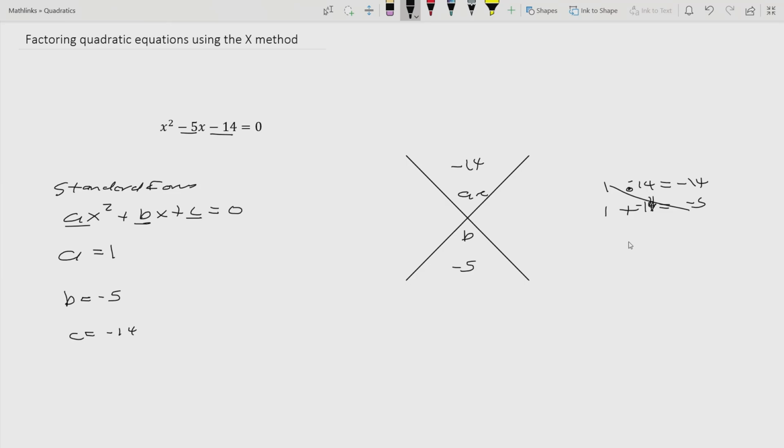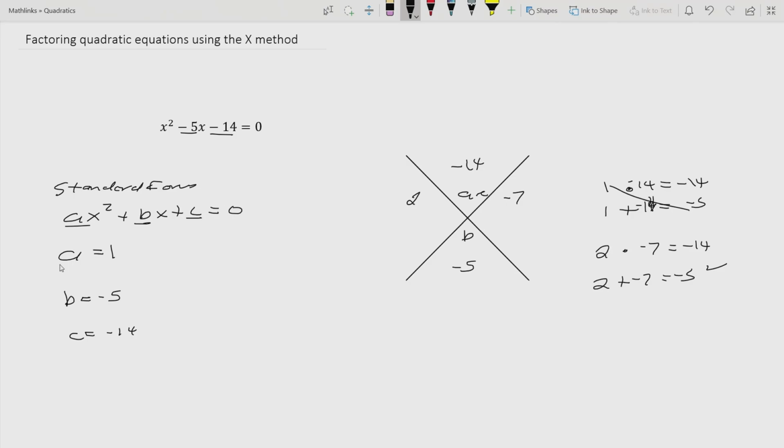Let's try the next numbers. 2 times, remember a large number has to be negative. 2 times negative 7 is negative 14. And then 2 plus negative 7 is equal to negative 5. So this checks out. So we can write our numbers, our factors, on the left and to the right. It doesn't matter what order. I can have my positive 2 and negative 7.